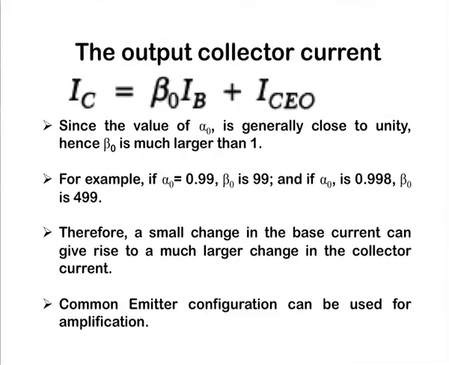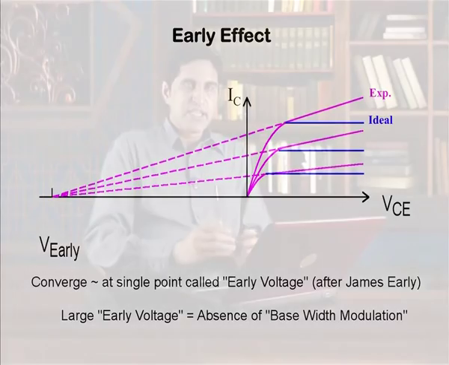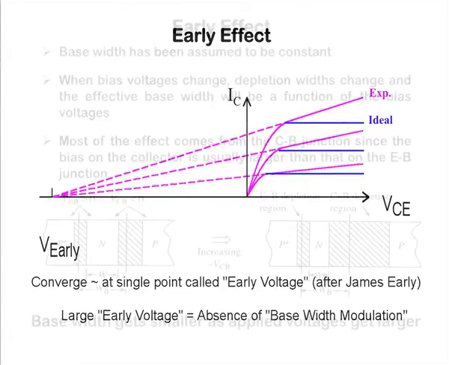Now, I will discuss one more important effect. This is called the early effect. In the common emitter configuration, ideally we should get a horizontal output current. Here you can see in blue, in the ideal case we should get a horizontal IV plot, but we are not getting it. Here we are getting a slope, and if you extrapolate these slopes, they merge at a single point. This voltage is called the early voltage. This early effect we can explain by using the base width.